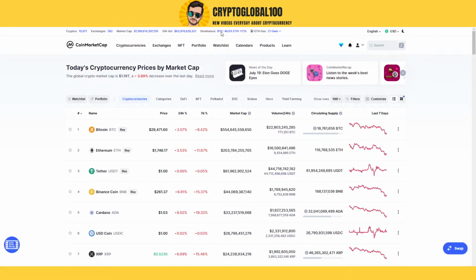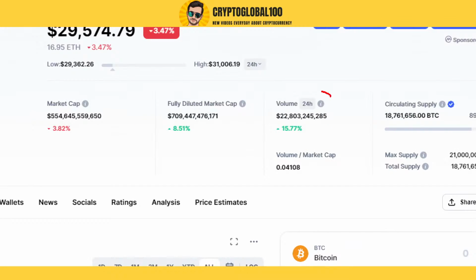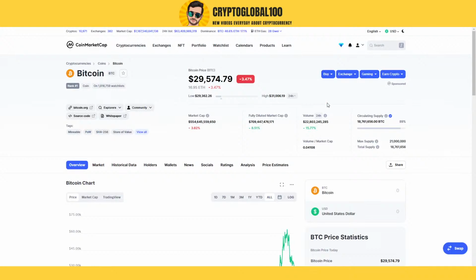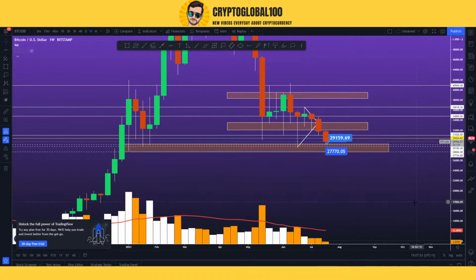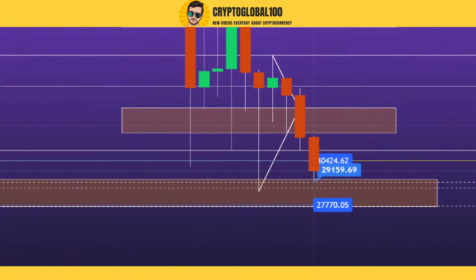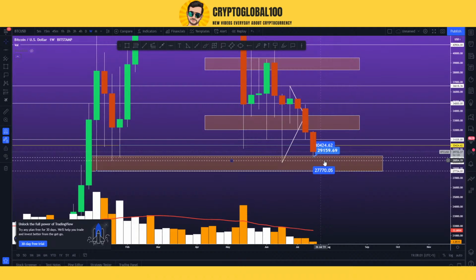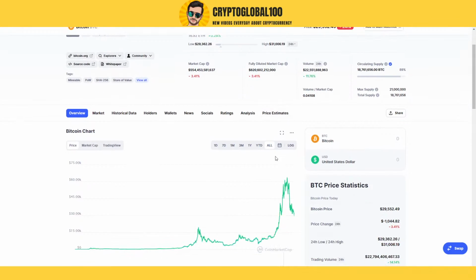If I take a look at the cryptocurrency here, CoinMarketCap, you can see the volume is increasing at this area. If the volume is increasing due to the downward trend, then we might see some more movement on the downside. It is a fight between the buyers and sellers right now.